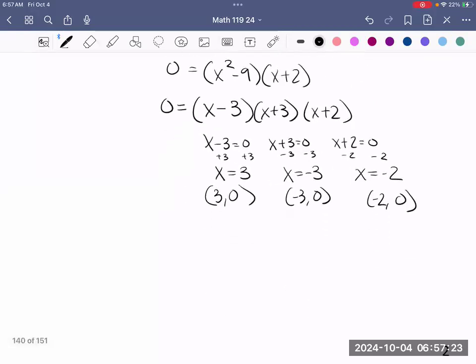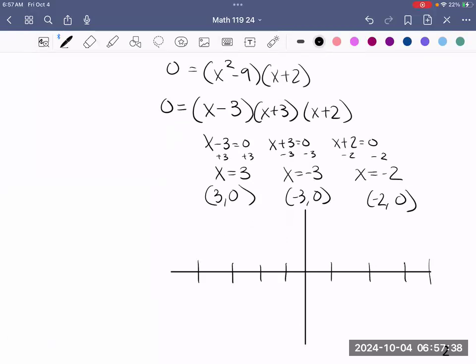So again, if I'm going to put this really quickly on my graph, there we go. 1, 2, 3, 4. 1, 2, 3, 4. I have a positive 3, 0, I have a negative 3, 0, and I have a -2.